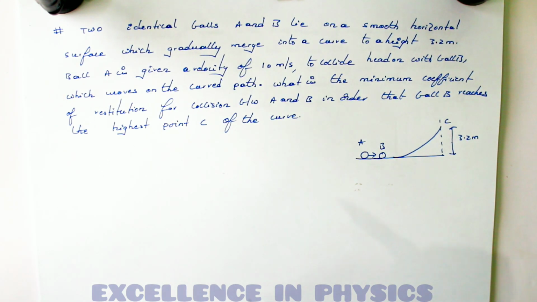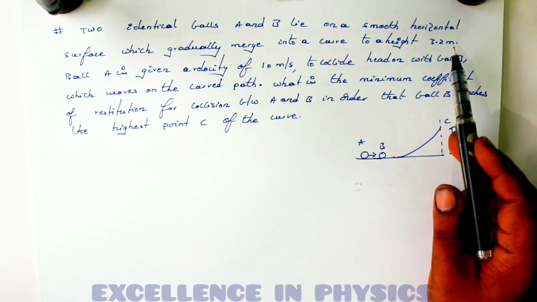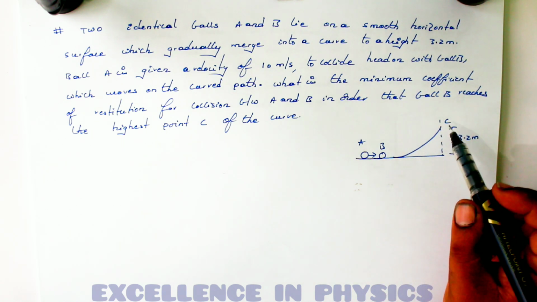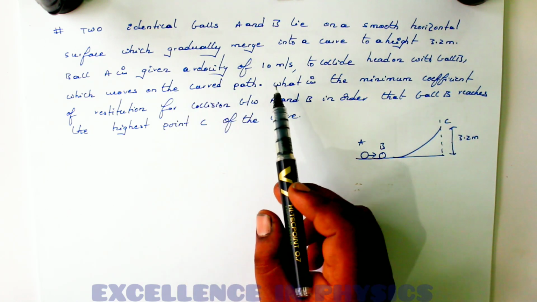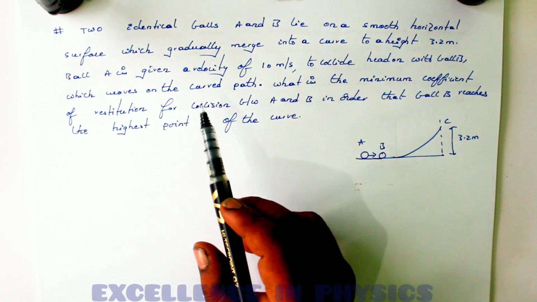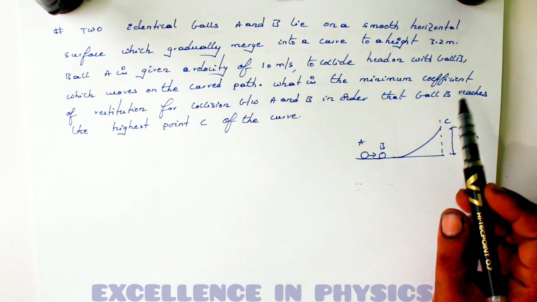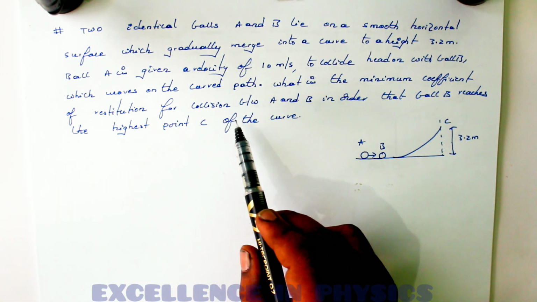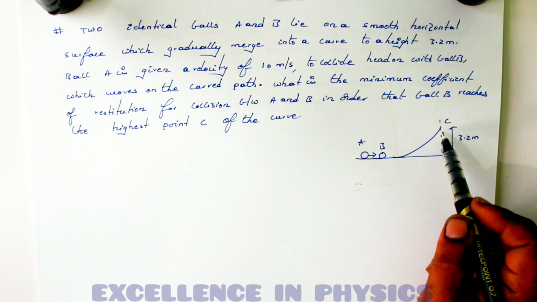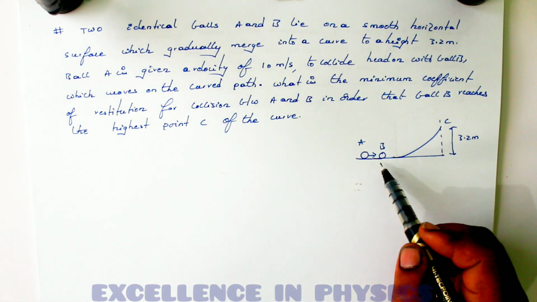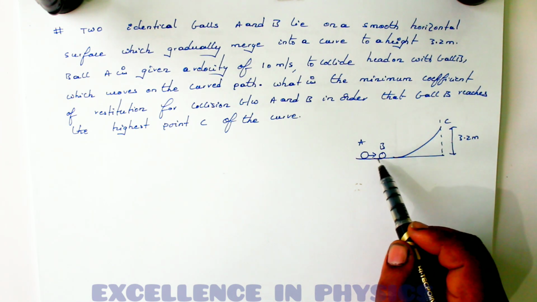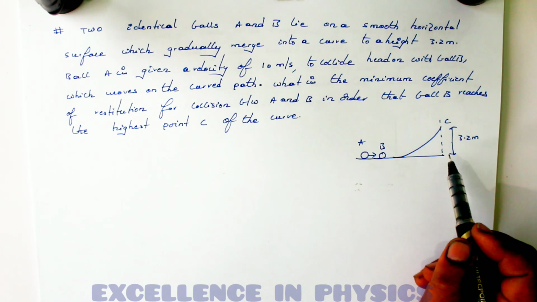Two identical balls A and B lie on a smooth horizontal surface which gradually merges into a curve to a height of 3.2 meter. Ball A is given a velocity of 10 meters per second to collide head-on with ball B, which moves on the curved path. What is the minimum coefficient of restitution for collision between A and B in order that ball B reaches the height C of the curve? If ball B should reach this height, what should be the coefficient of restitution between the two balls that we are supposed to find out?